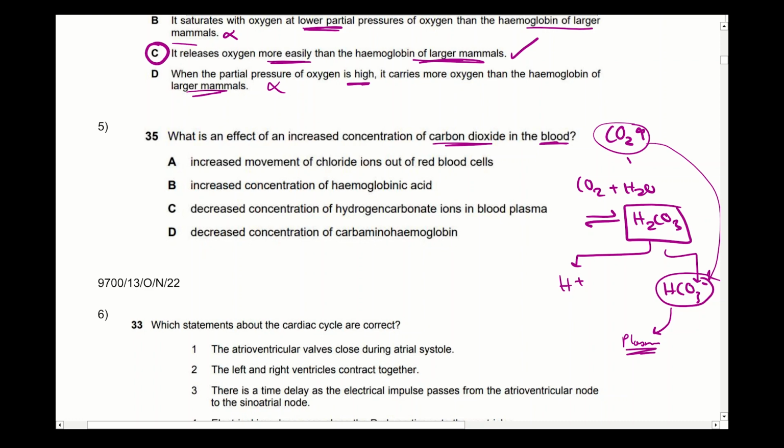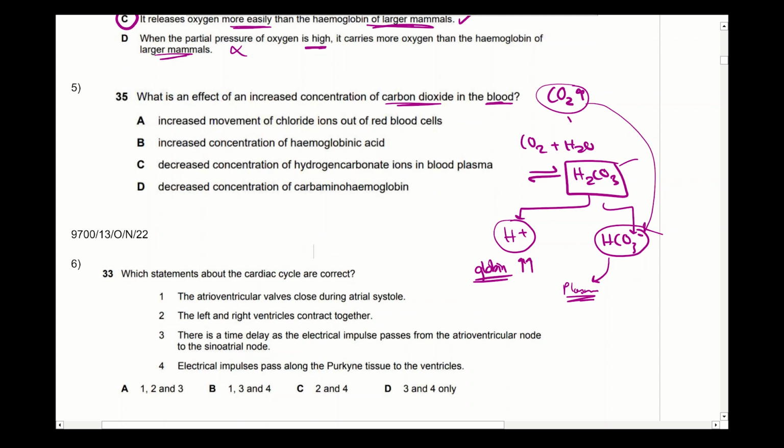Also, increased carbon dioxide could bind to the globin part of hemoglobin, forming carbaminohemoglobin. So the concentration of carbaminohemoglobin increases. Now let's see the suggestions that we have here. A. Increased movement of chloride ions out of the red blood cell. So out is incorrect. Now let's discuss the phenomenon of chloride shift.